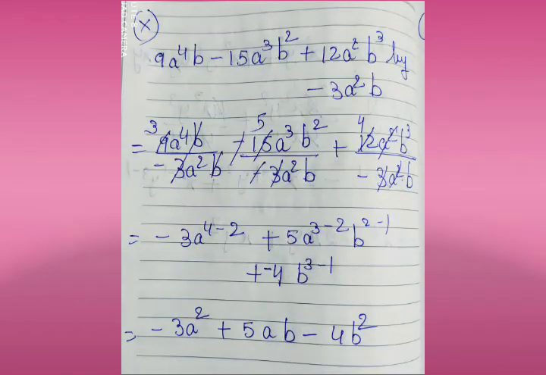Next, 9a to the power 4b minus 15a to the power 3b square plus 12a square b3 divided by minus 3a square b. Again we will divide each term by what?